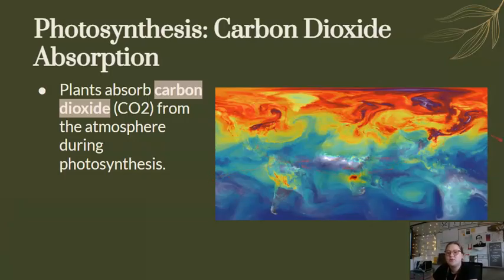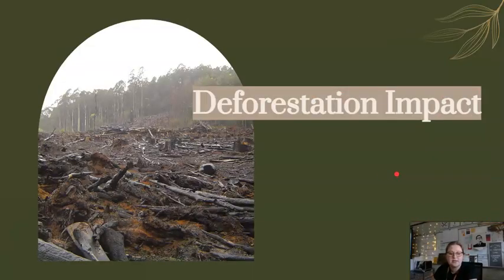This also fluctuates through the year, through the seasons. If more photosynthesis is happening in the spring and summer, then those levels are lower. If less is happening in the fall and winter, then the levels are typically higher.